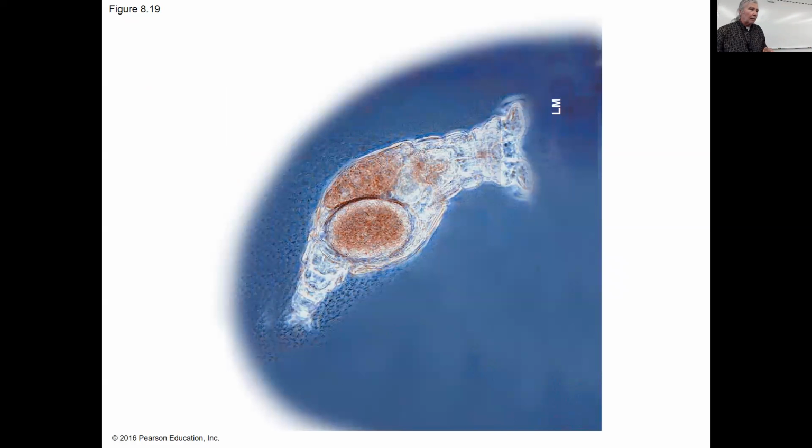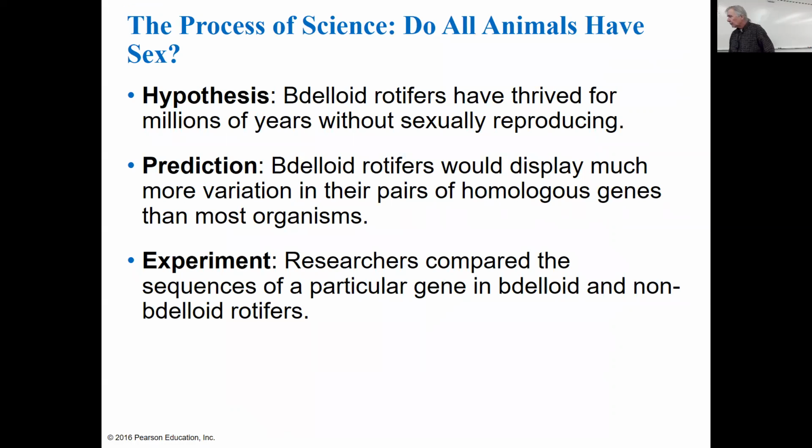There's a lab that we used to do with looking at communities, where we get some pond water and look at organisms in pond water, and we'd invariably see rotifers. They're quite common pond animals. So they have thrived for millions of years without sexually reproducing.